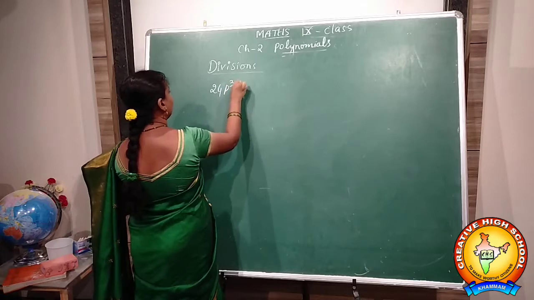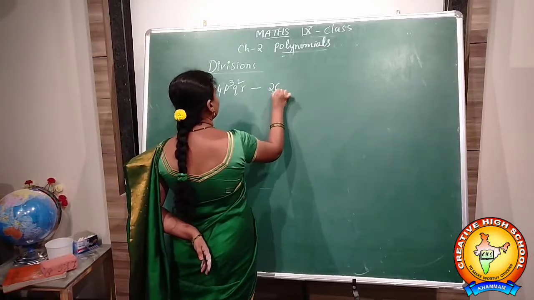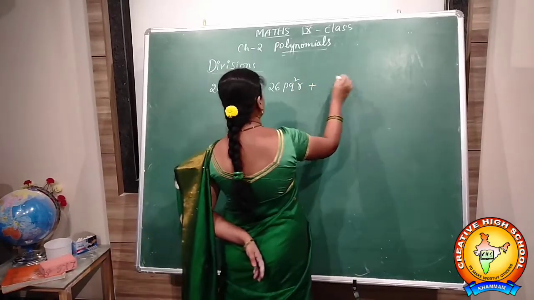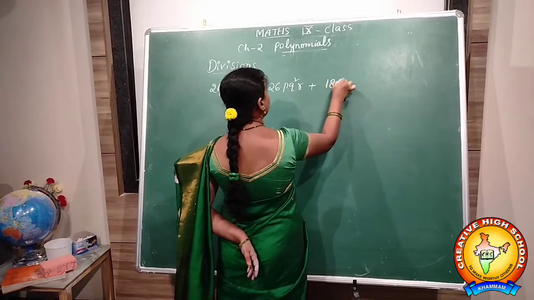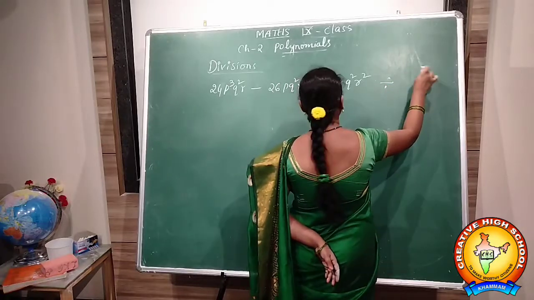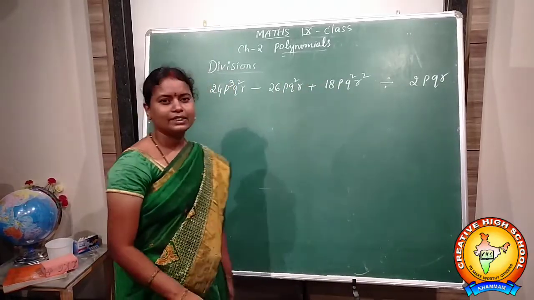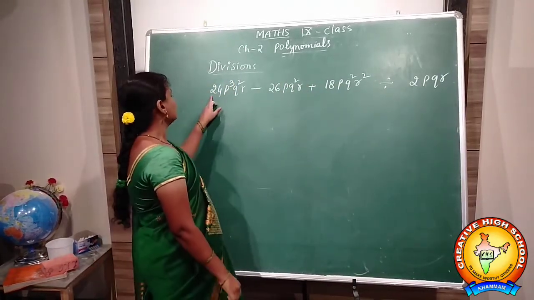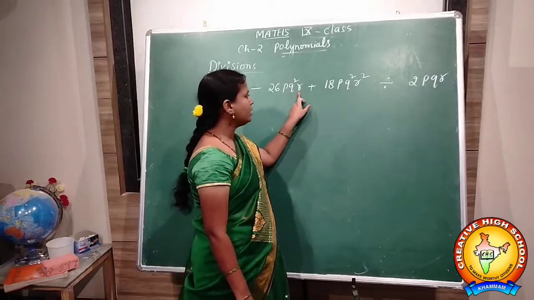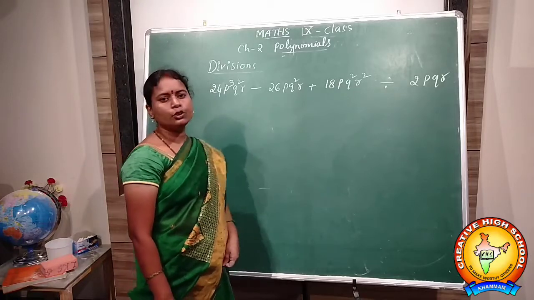Let us take one more example of division. 24 p cube q square r minus 26 p q square r plus 18 p q square r square, we are going to divide with 2 p q r.